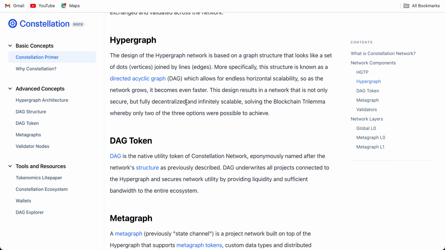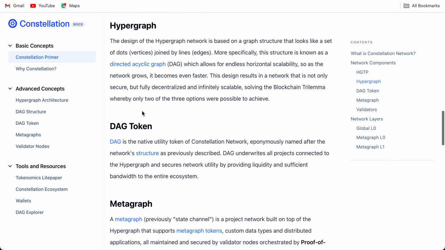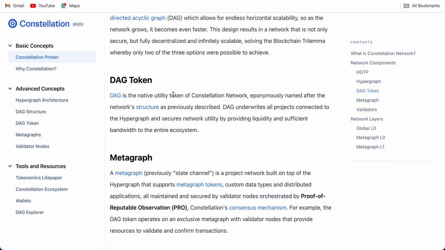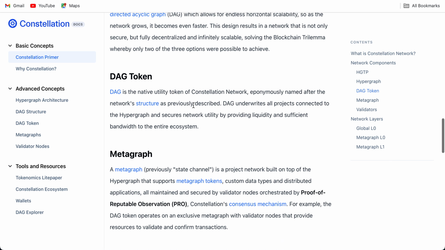So stay tuned. Basically, a traditional blockchain forms the blocks in a linear manner. What DAG does is it has this endless horizontal scalability. It has dots joined by lines. So it creates a sort of web. It becomes infinitely scalable, decentralized, and it is basically solving the blockchain trilemma, whereby only two of the three options were possible to achieve: scalability, security, and decentralization, the conventional trilemma that you guys know of.